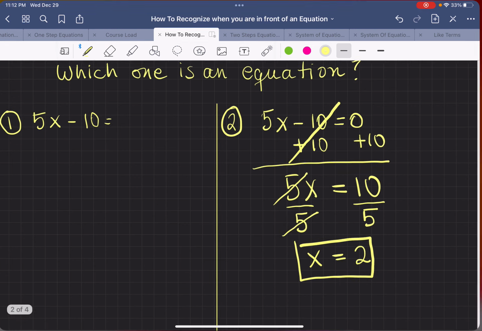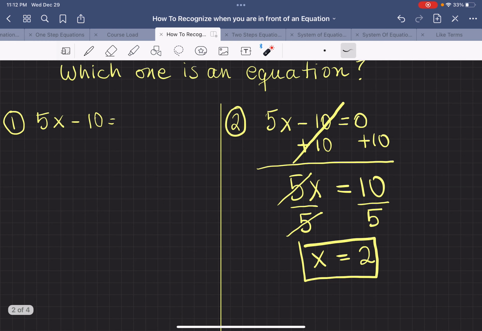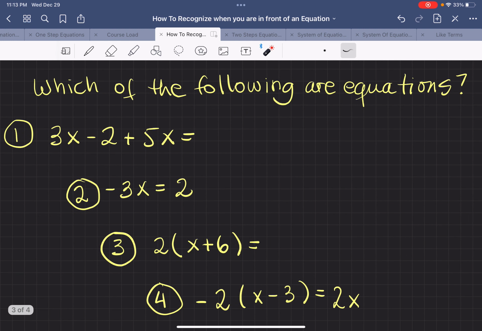So, again, we knew that this was an equation because it had a variable and the expression was equal to something, even if this something was 0. So we did the necessary steps to have x by itself on one side, and then I got x equals a number. Okay, so let's go to the next page and take a look at these 4 problems and see which one of these is an equation.